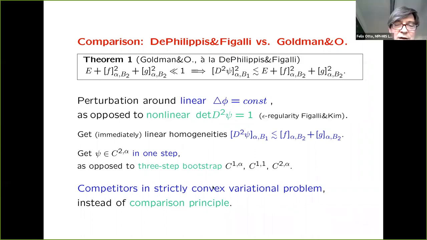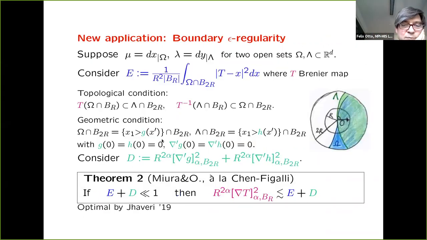So the biggest difference between what we're doing here and their approach is that we work with competitors and think of it as a strictly convex variational problem, and their main motor is the comparison principle. But the advantage of perturbing around a linear problem is that we get estimates which right away look like we were dealing with a linear equation. And also we get to C2,alpha in one step and don't need a bootstrap argument in the regularity.